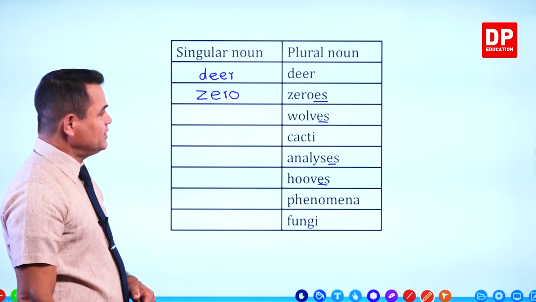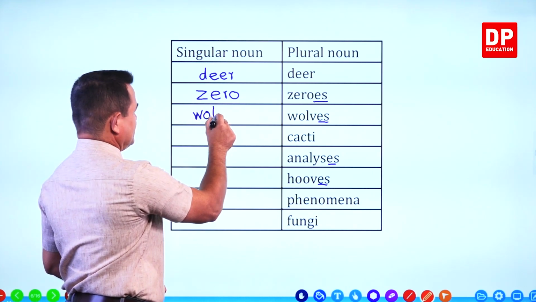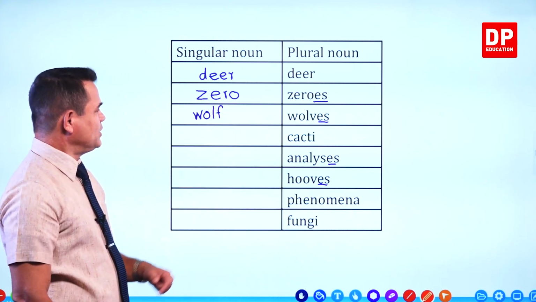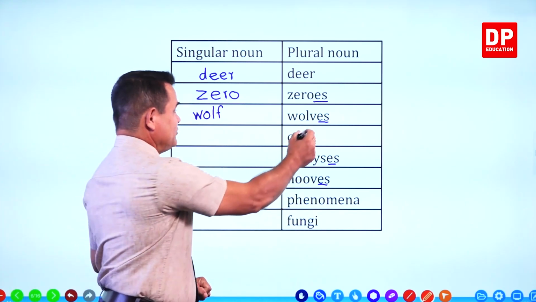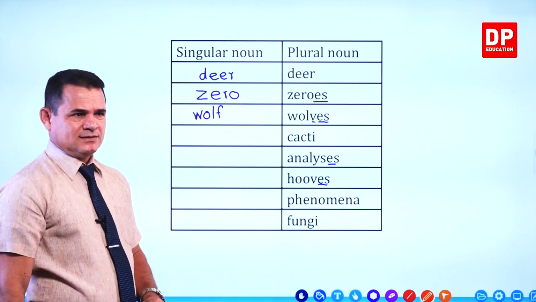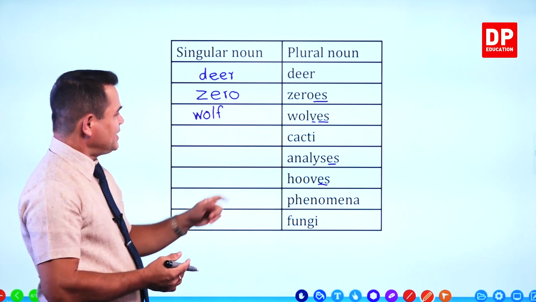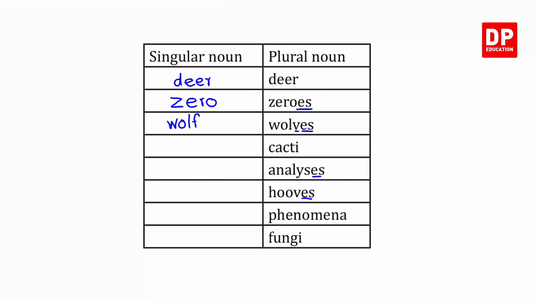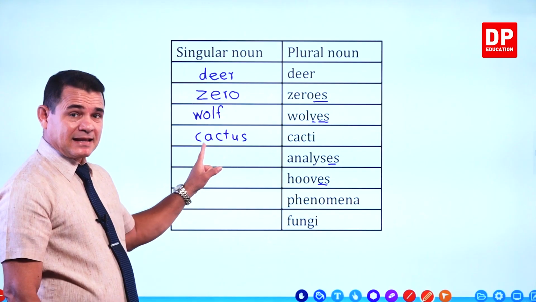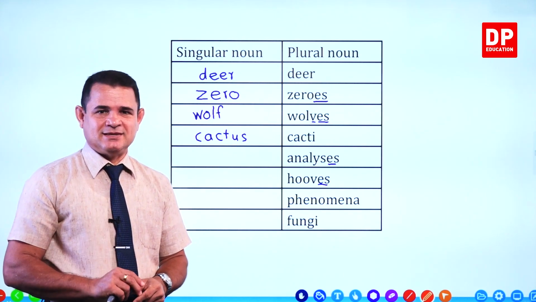Zero. Wolves. Wolf. Wolf. Wolves. And there you find VEs is added. We will discuss, right? Cacti. You know cactus plants? So cactus, cacti.